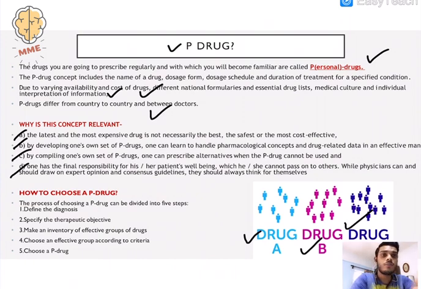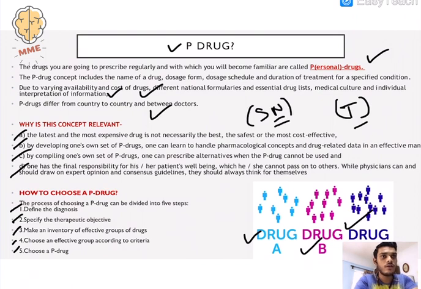And how do we choose a drug? The process of choosing a P drug can be done in 5 steps. We define the diagnosis, as to what has happened to the patient. We specify the therapeutic objective, as to which aspects of the disease we have to cure. And then we make a huge list or an inventory of effective groups of drugs that we can prescribe. And then from that, we choose the effective group according to the criteria. And from that particular group of drugs, we choose a P drug. Okay, so I hope this concept of P drug is clear. And this is important for a theory exam, and this is often asked as a short note. Okay, so do the P drug concept very well.